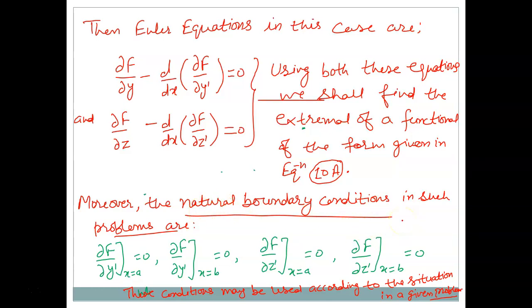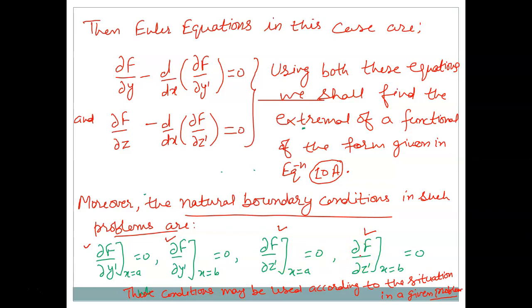You know that for one Euler equation of this form, the boundary conditions are in this form. This one and this one. These are the natural boundary conditions. But here we have involvement of two Euler equations. So for the second one, the two natural boundary conditions are these. So in fact, for this type of problem, we will have these four natural boundary conditions.